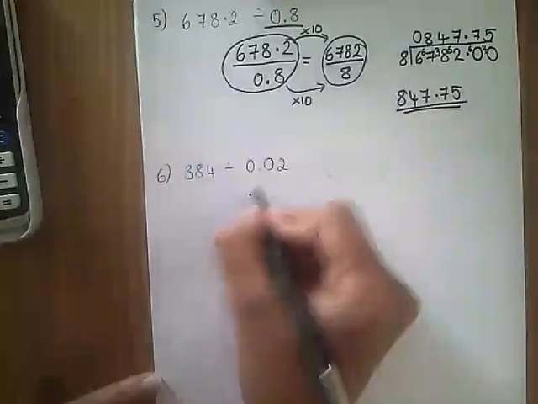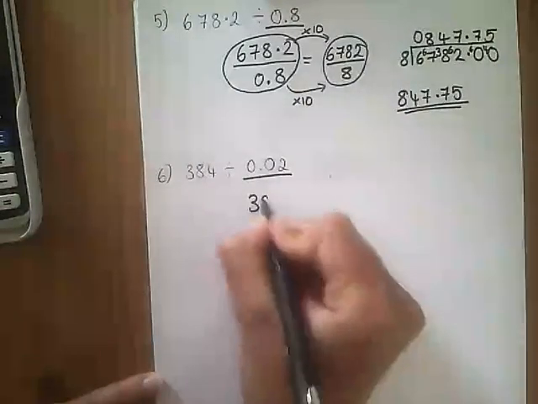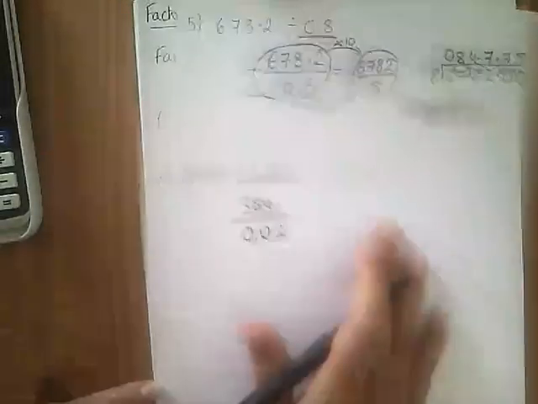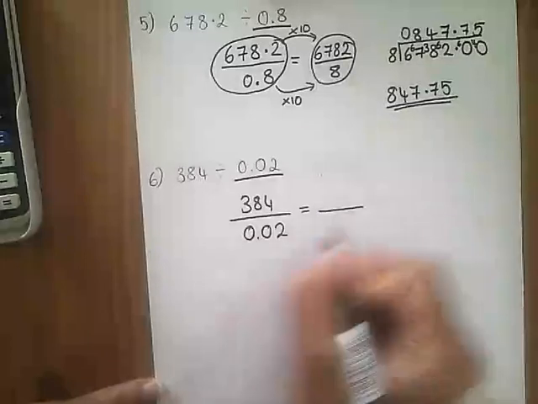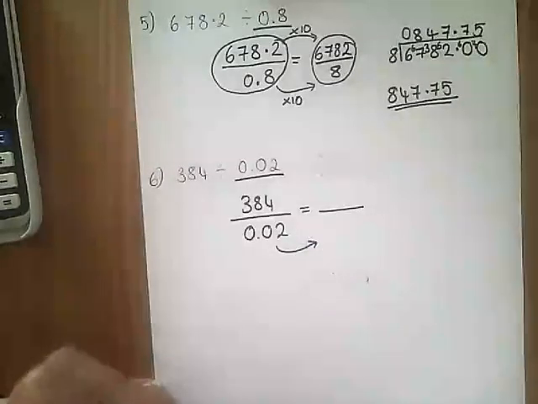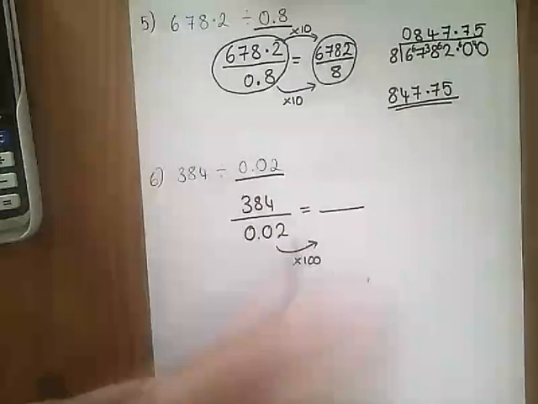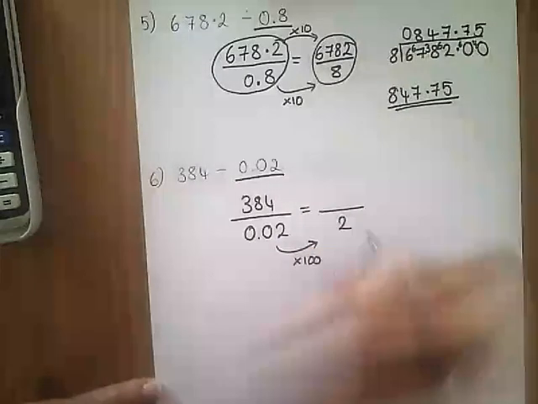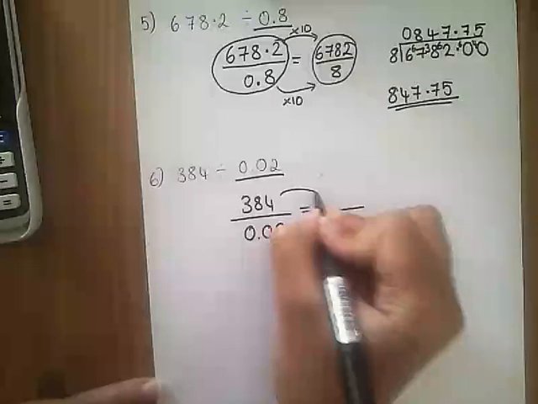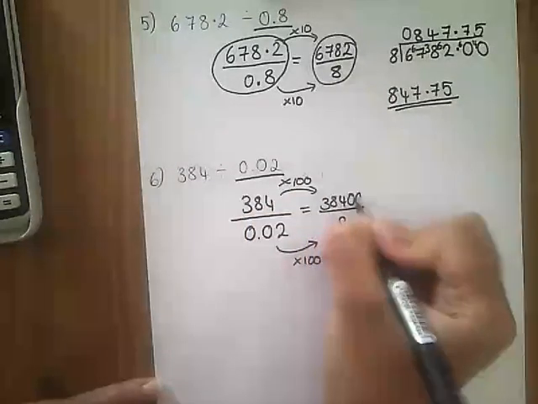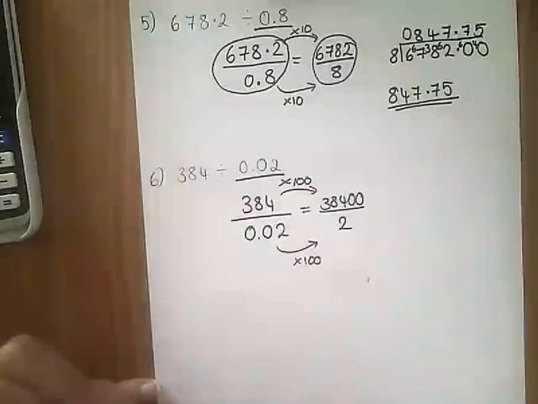Okay, number 6. Here we go. Again, we're dividing by a decimal, so we want that to be on the bottom of our fraction. So that is 0.02 on the bottom. I want to get rid of this decimal. What could I multiply that by to get rid of the decimal? I could multiply it by 100, because then I move my decimal place 2 places. So that becomes 2. I have to do the same to the top. Multiply the top by 100. So it becomes 38,400 divided by 2.